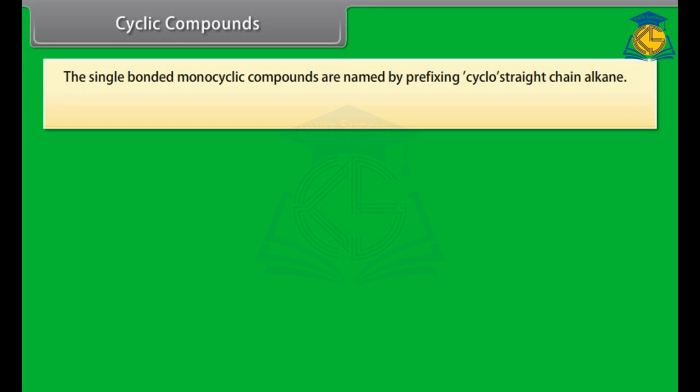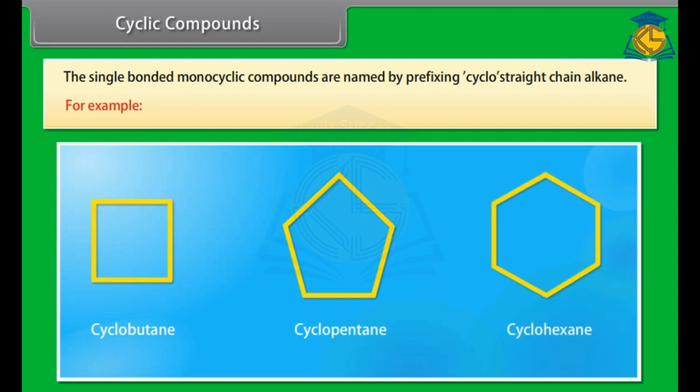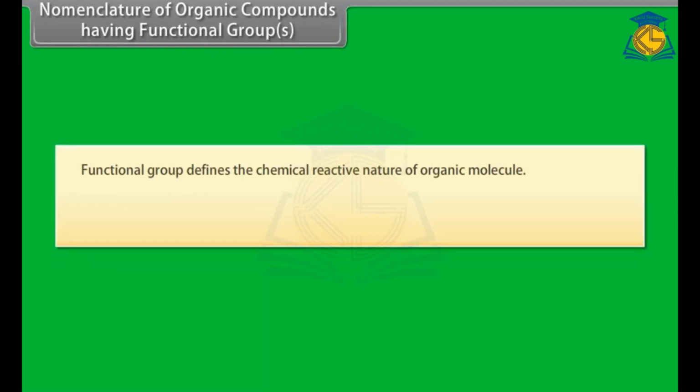Cyclic compounds. The single-bonded monocyclic compounds are named by prefixing cyclo- to the straight chain alkane. For example, cyclobutane, cyclopentane, cyclohexane. Nomenclature of organic compounds having functional group. Functional group defines the chemical reactive nature of organic molecule.